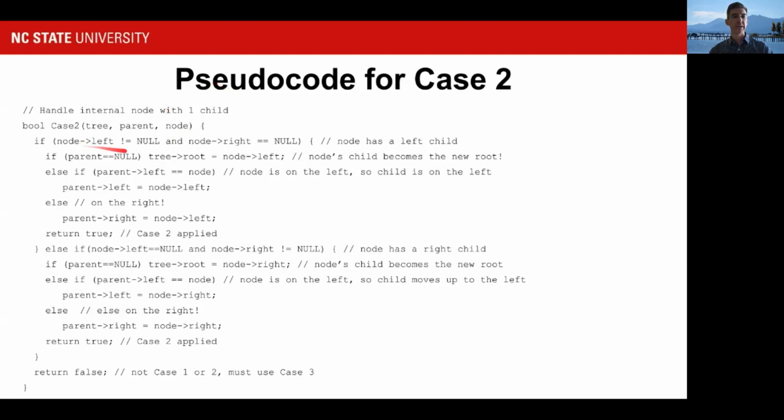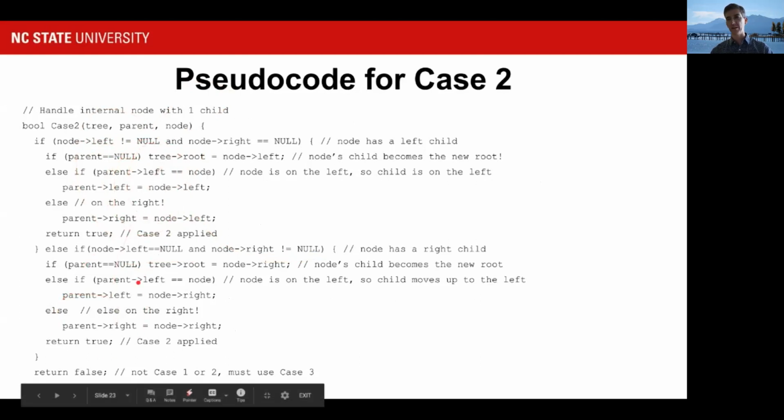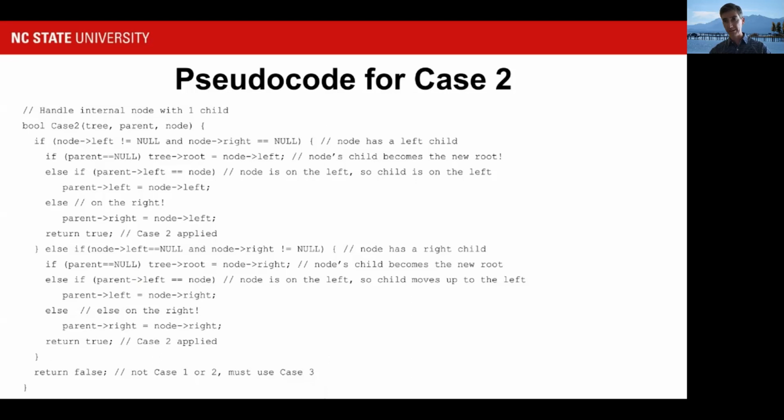Okay, so the first thing I have to figure out is which side of the node is the child on. So if node left does not equal null, that means the child's on the left. But if node right does not equal null, that means the child is on the right. So this first if statement is about figuring out the child is on the left, whereas down here, the child is on the right. And then the next thing we're going to do is connect the parent to that child based on the side that it's on.